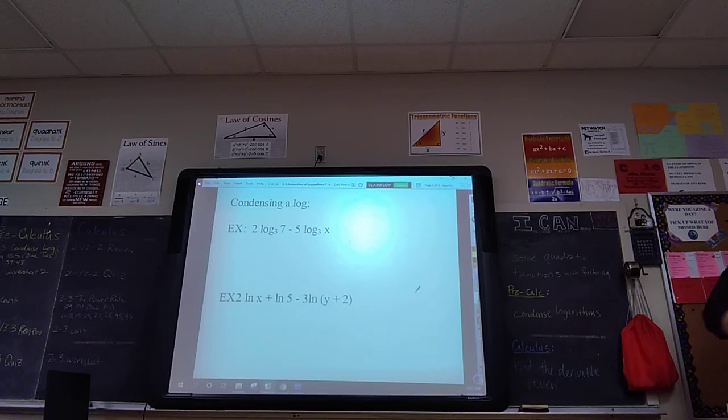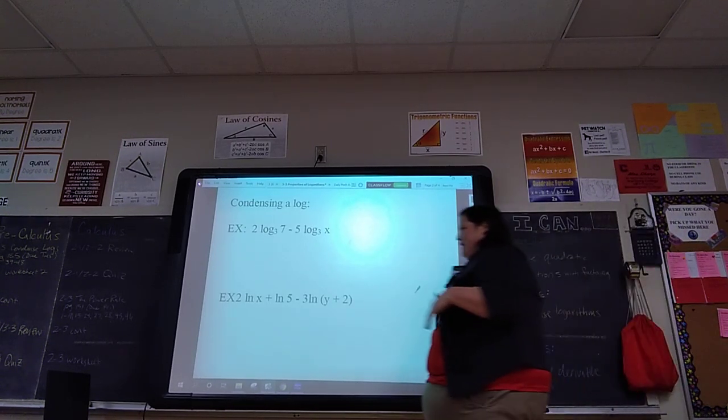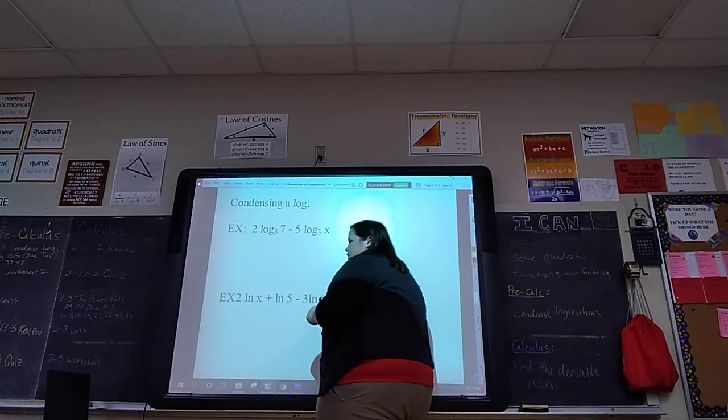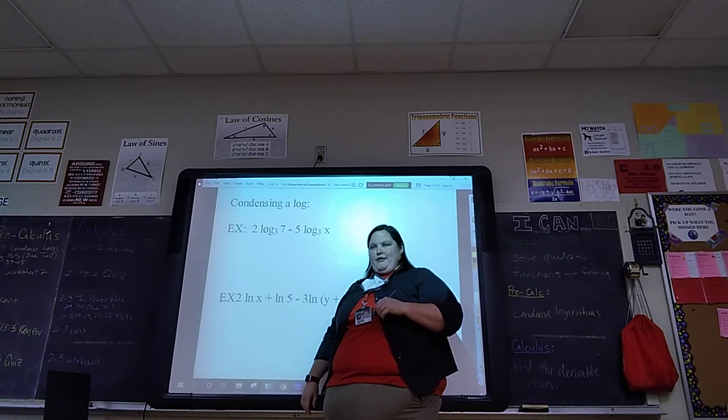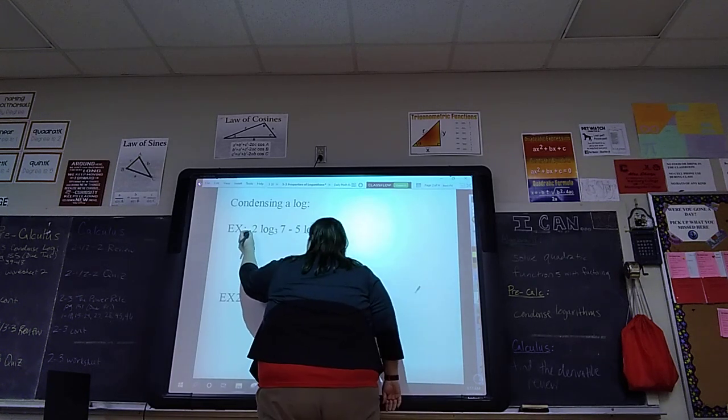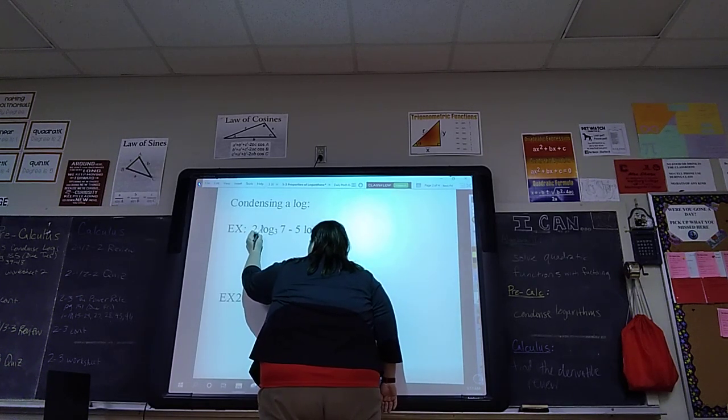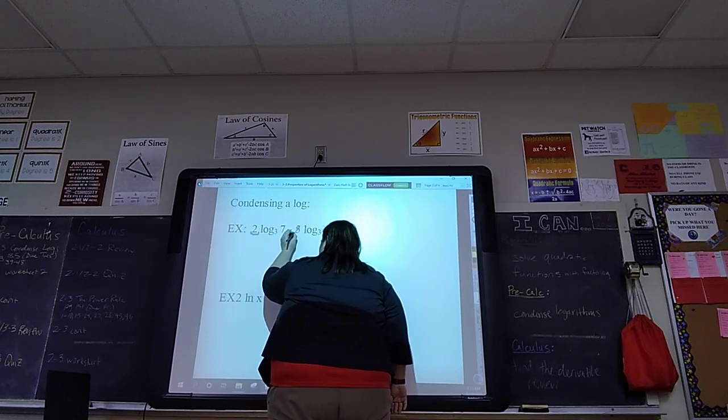Okay, so here's how I always start when I condense. I look and see if I need to use the power rule first, because those are the things I'm going to take care of first. So I know I need to use the power rule if you look in front of each log, and there's a number. Okay?